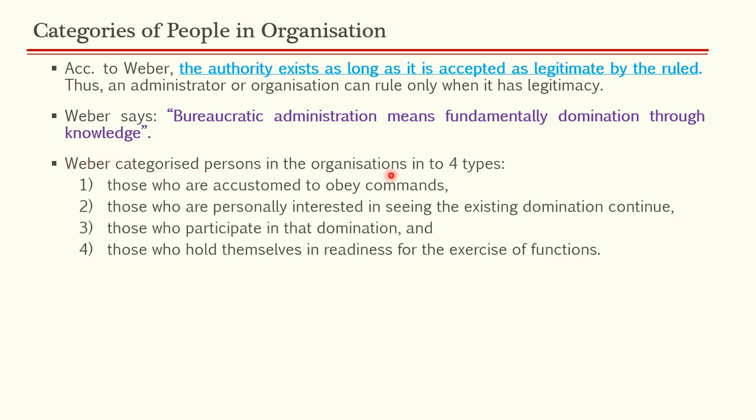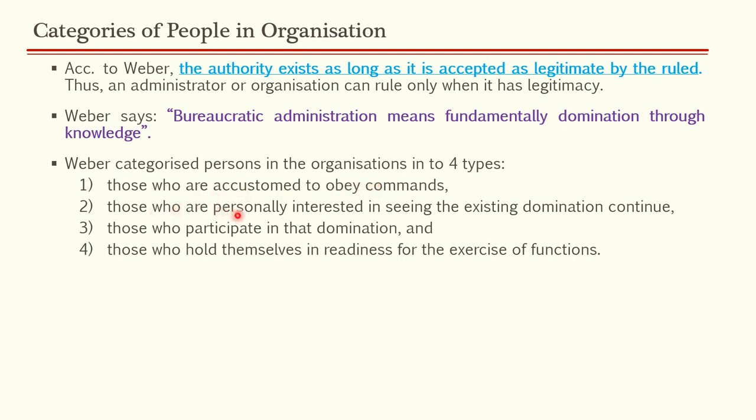Weber categorized persons in the organization into 4 types. There are 4 types of people in every organization. First type is those who are accustomed to obey commands. These kinds of people do not care. They are used to obeying commands. You give them an order and they will obey, it makes no difference to them. They are accustomed to obey commands. These are the first type of people.